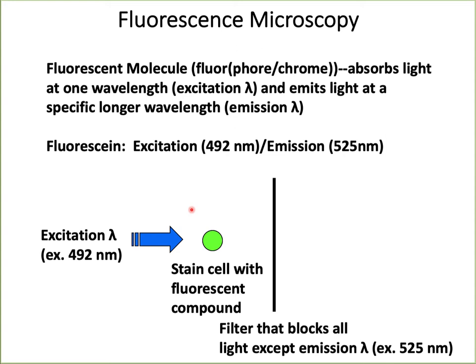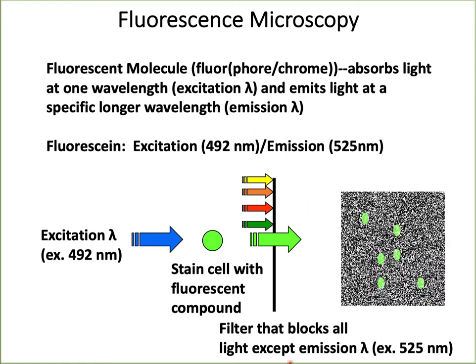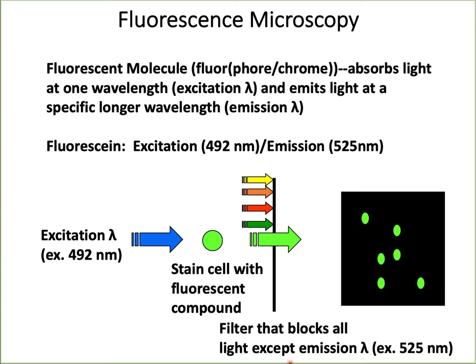So there is a way to solve the problem. Before the light arrives at the detector, which is a computer screen, a camera, or just your eye, it must pass through a filter. The filter blocks all the light except the emission wavelength that you are interested in. So in the example, the filter will block all the light except the 525 nanometers, resulting in an image which is a completely black background with bright green stained objects, which is the fluorescent stain.